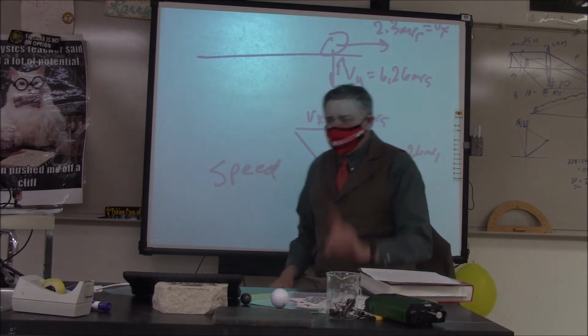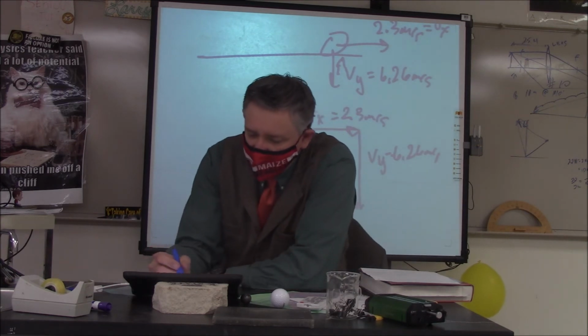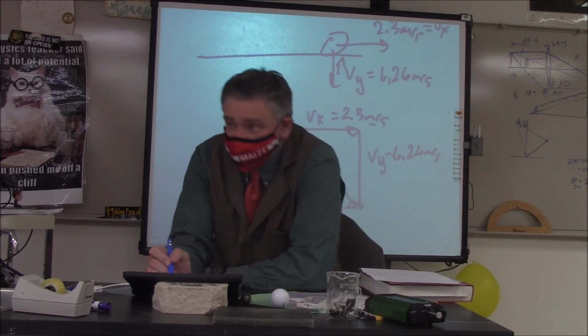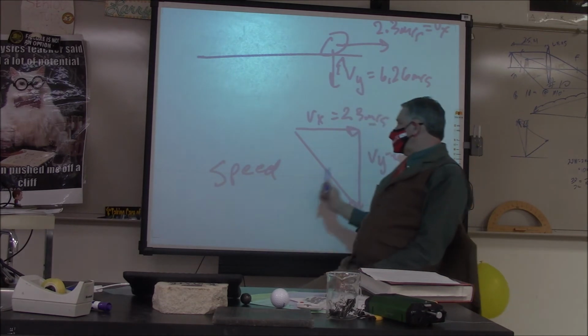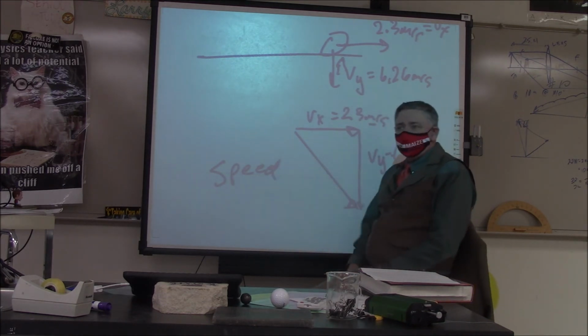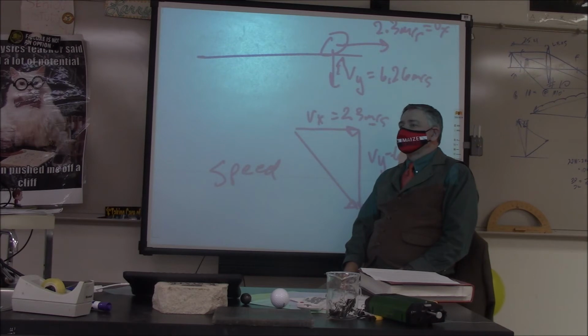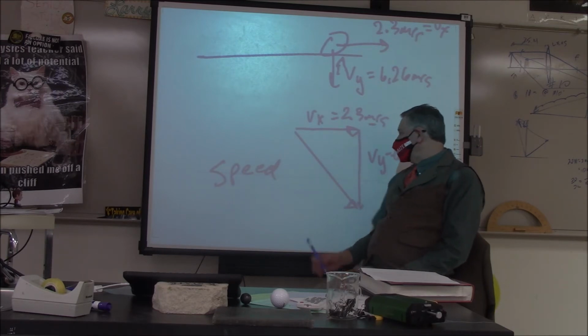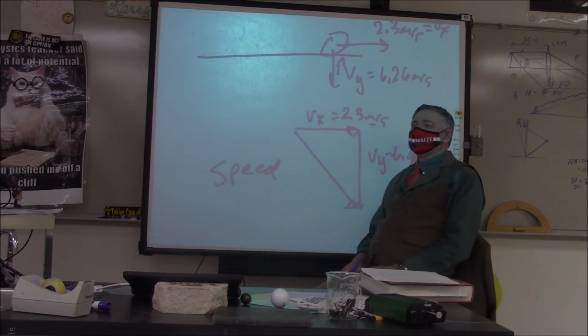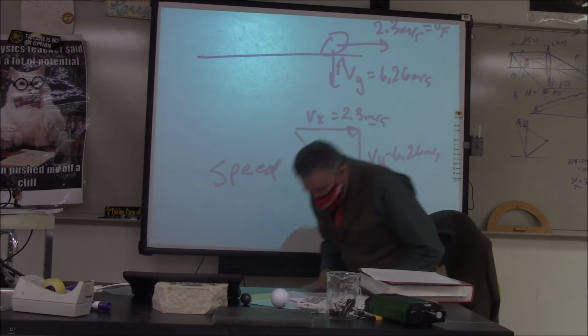So here's what I want you to think through. If you know two sides of this triangle, Miss Pfeiffer, how can I figure out the result? Ever heard of Pythagoras? Yeah, it's at a right angle. So it's A squared plus B squared equals C squared. There you go.